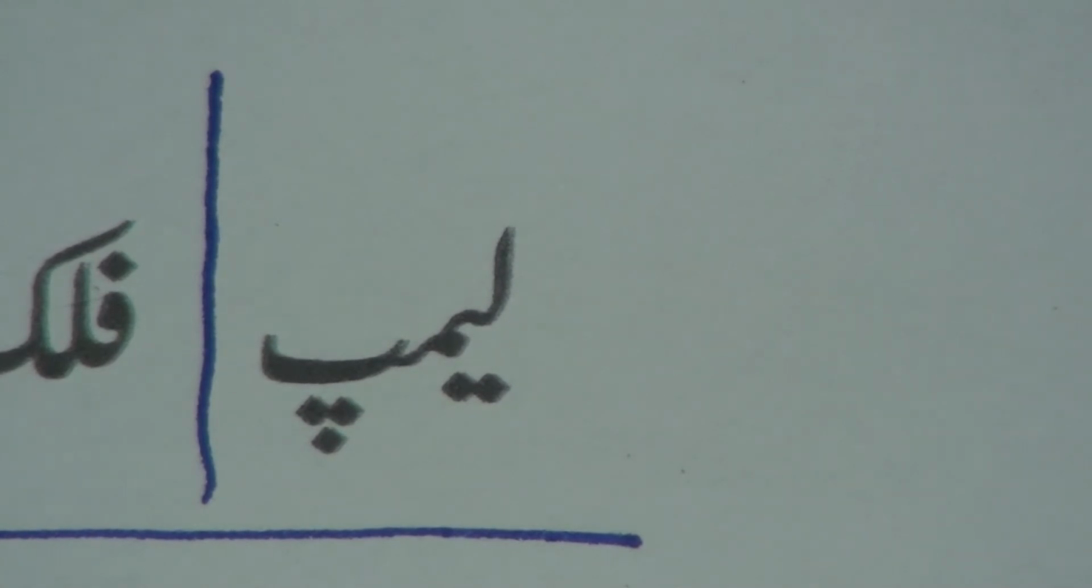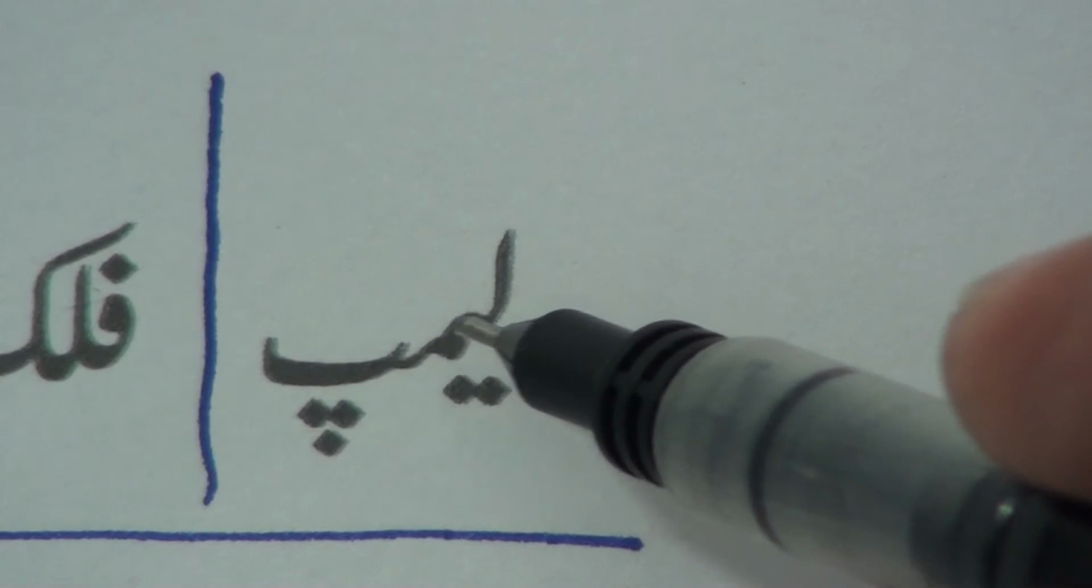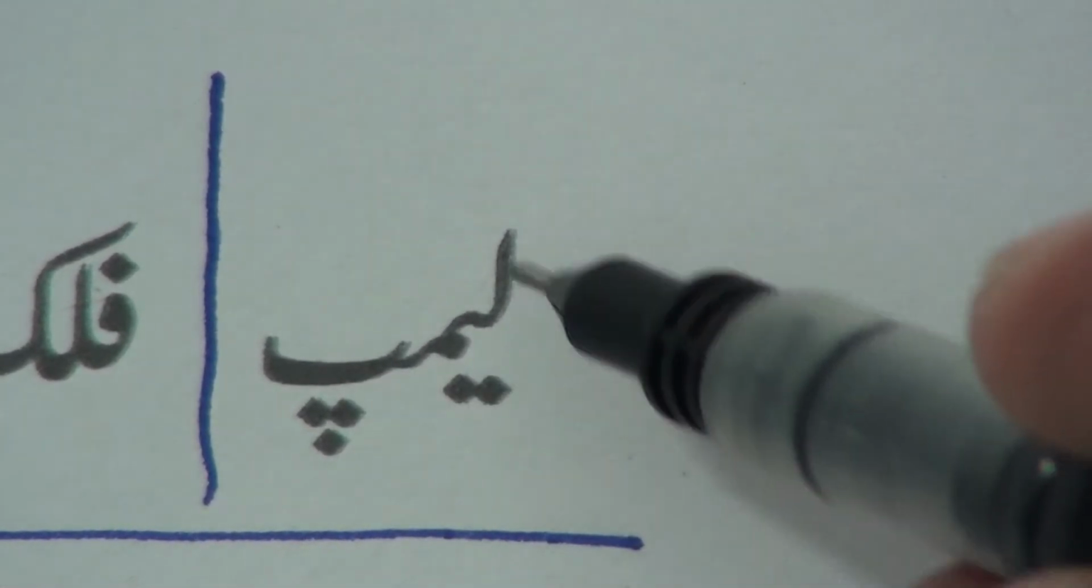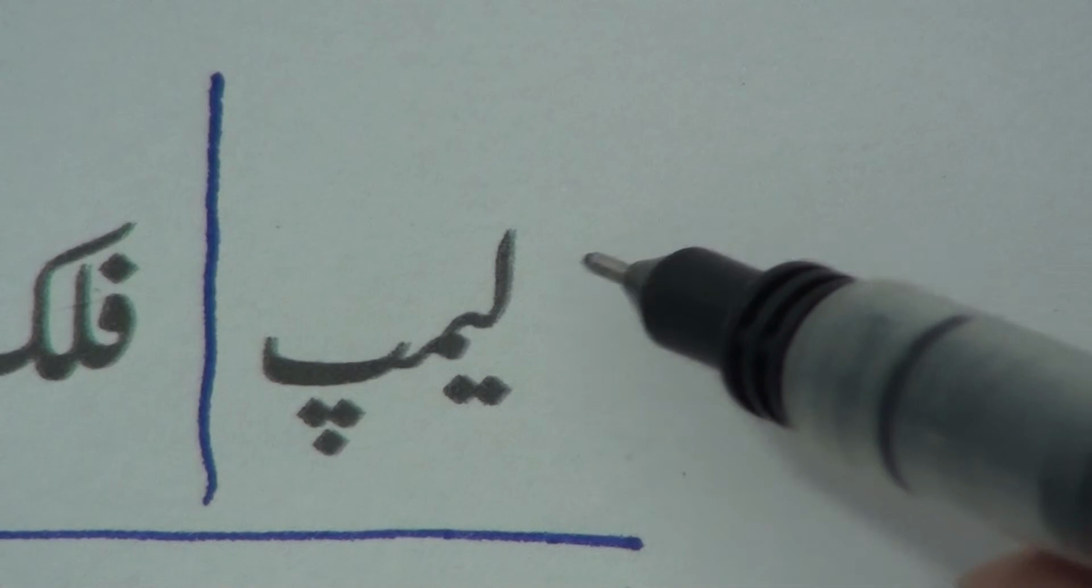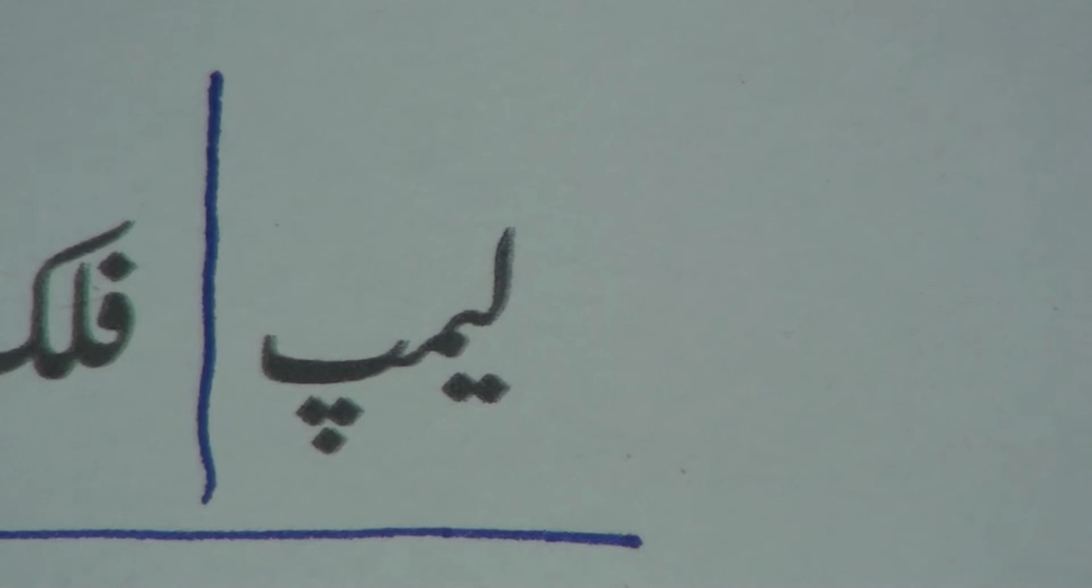But you may ask what the difference is between lam and alif. As you know, alif is a non-connecting letter, so after alif, no letter is connected to it. If it were alif, then ye and mim, pe would not have joined to it.